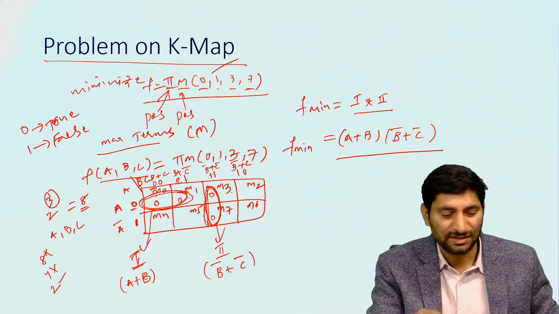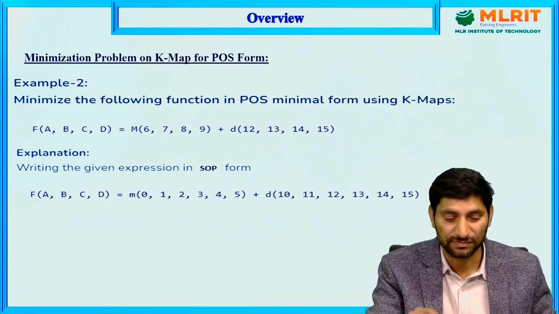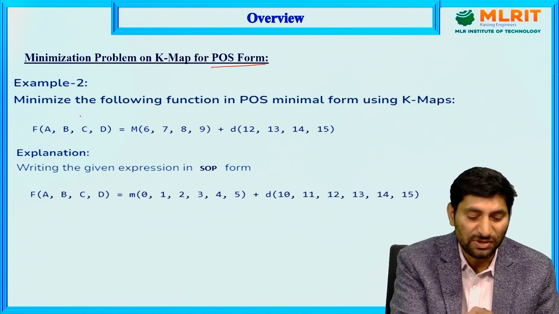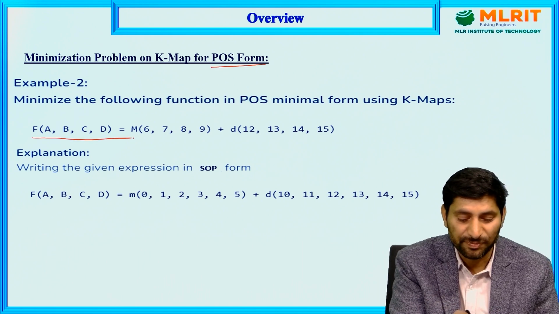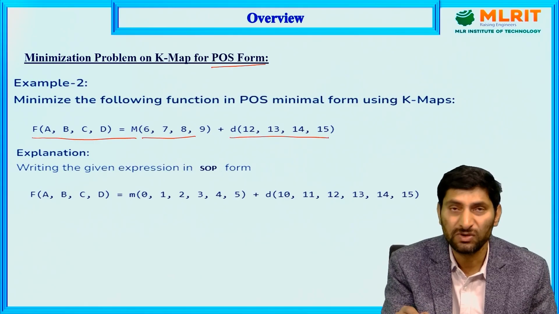Let us take minimization problems on K map using don't care for POS forms. This is example 2. These are the terms they have given, max terms, along with a few don't care terms.